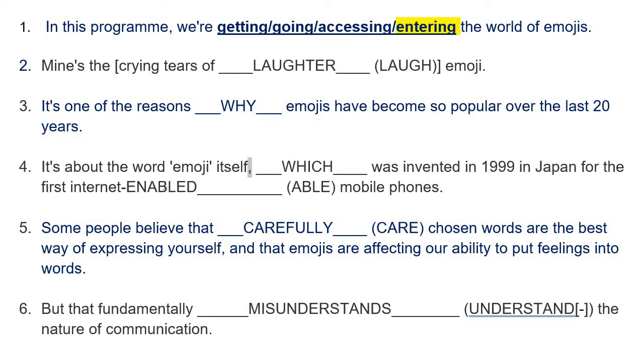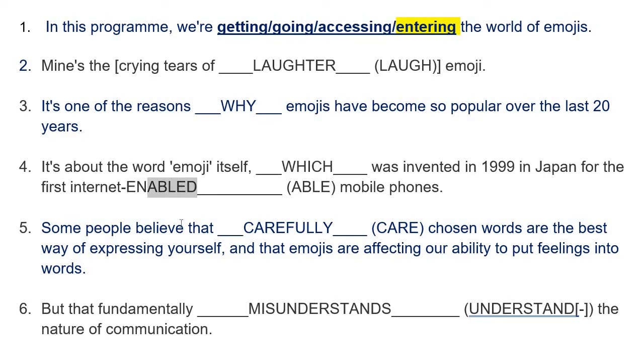Enabled is the verb. Enable is it makes you able to do something. So these were mobile phones which were able to connect to the internet. So internet enabled. En appears in some verbs like encourage, endanger, which are quite typical at B2 and C1 level.